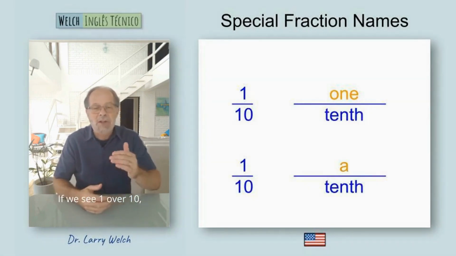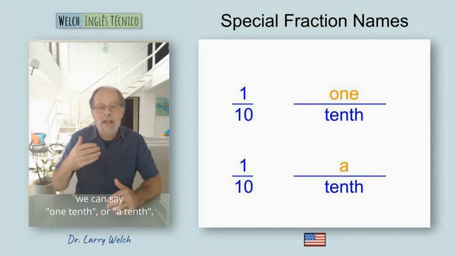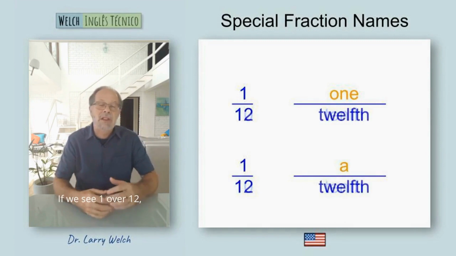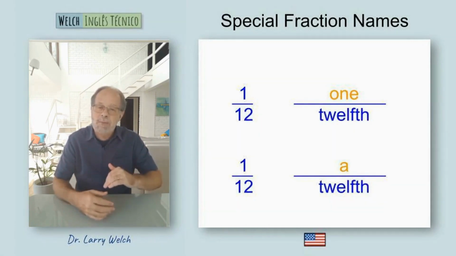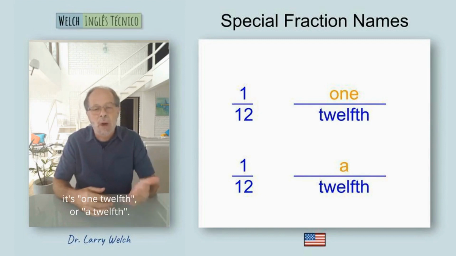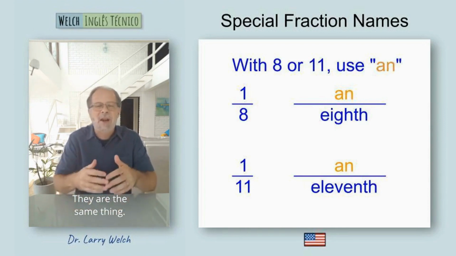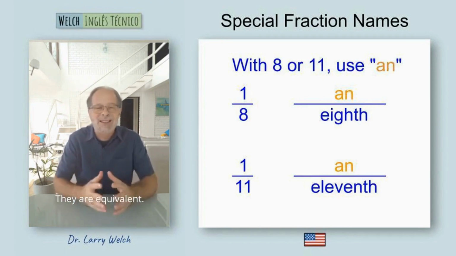If we see 1 over 10, we can say 1/10 or a tenth. If we see 1 over 12, it's 1/12 or a 12th. It's our choice, whichever one we want. They are the same thing. They are equivalent.